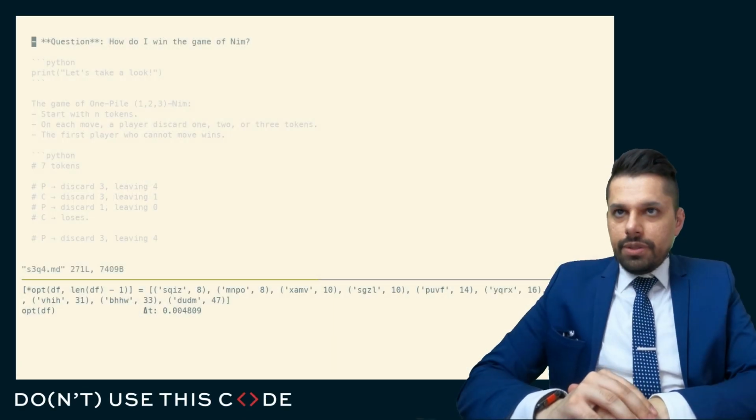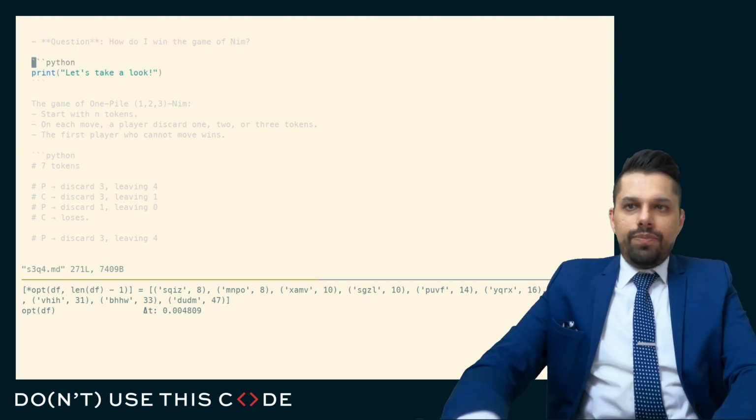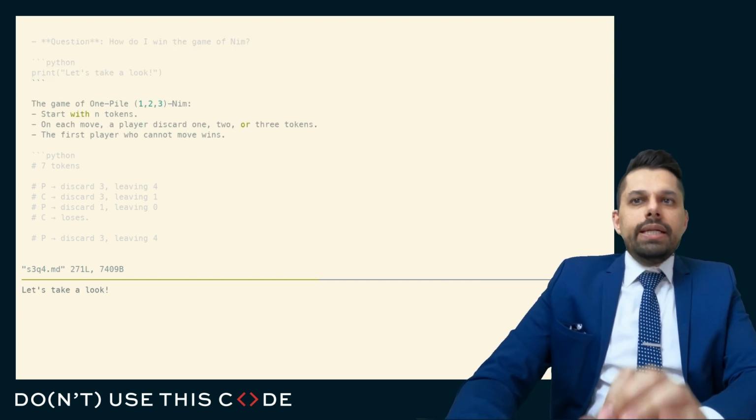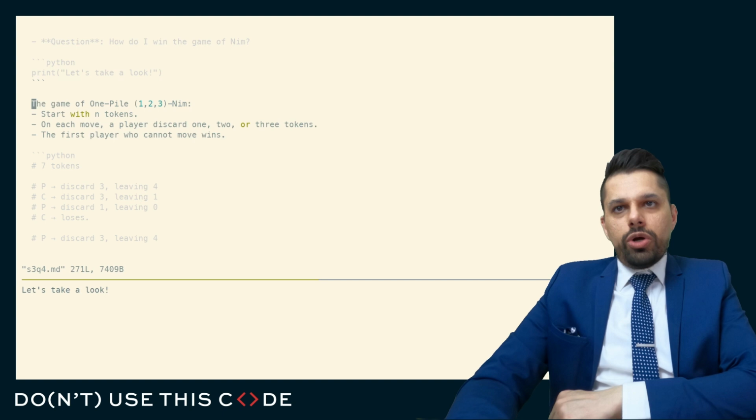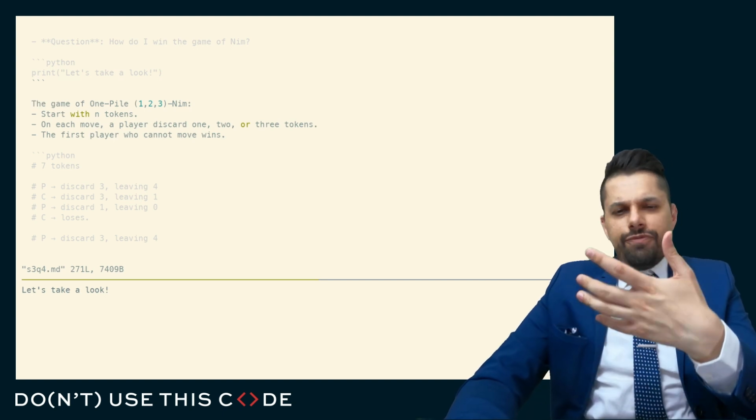This question is titled, How do I win a game of NIM? Let's take a look. NIM is a very common dynamic programming problem. It comes up very often. It's a very simple game.